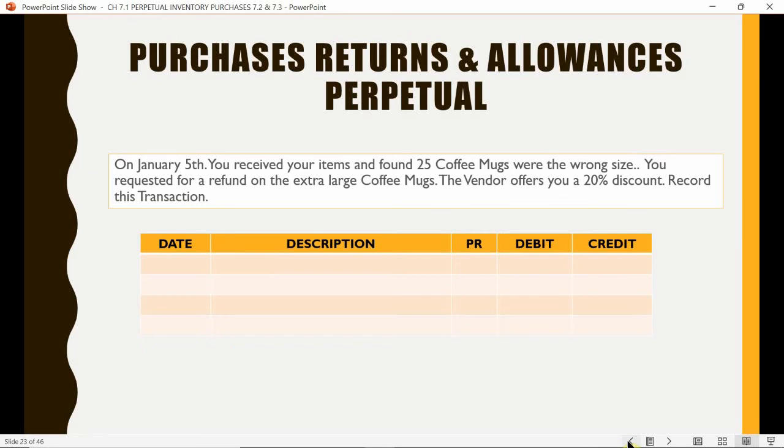You could still sell them, you could still use them. And because I made the mistake, I'm going to offer you an additional 20% off to make up for my mistake of accidentally sending you the wrong item. And in this case, you're willing to accept it. So you're willing to accept the coffee mugs and a 20% discount. So in this case, how am I going to journalize this time?